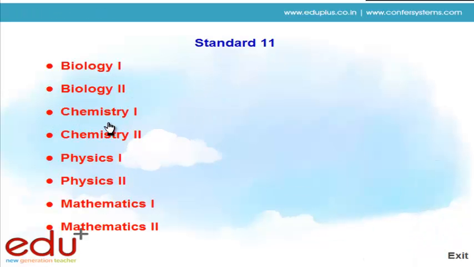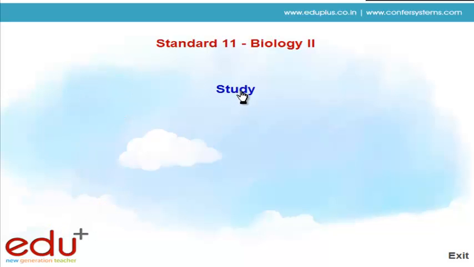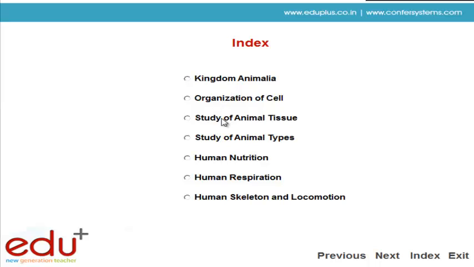Now friends, the biology first chapter is closed. After that, we will go into the next subject, biology second. In this subject, study material is given. In the study, all topics are given. For example, we see the topic of structure of atom.